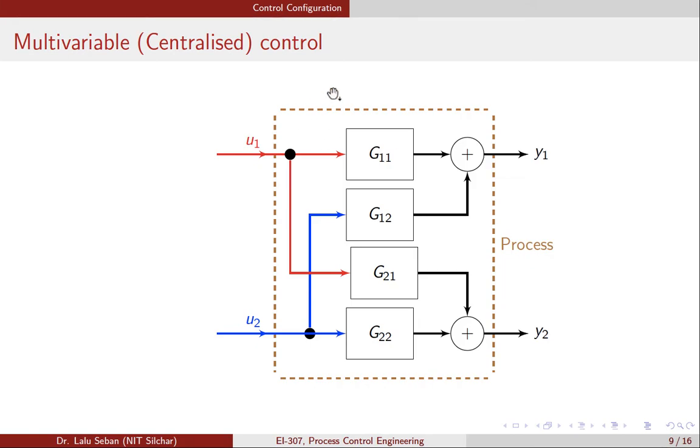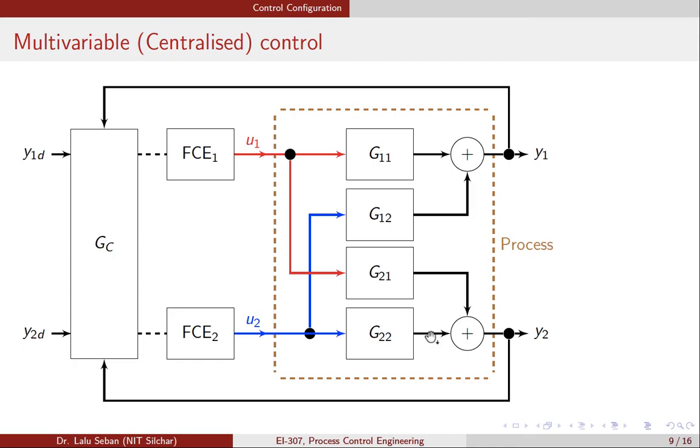So we can generalize the MIMO process like this. This is a simple example of a MIMO process which has two outputs and two inputs. You can see that each input has a relation with each output. So G22 is the relation between output 2 and input 2. G12 is the relation between output 1 and input 2. So it will be something like Gij, where i stands for the output and j stands for the input. Fine.